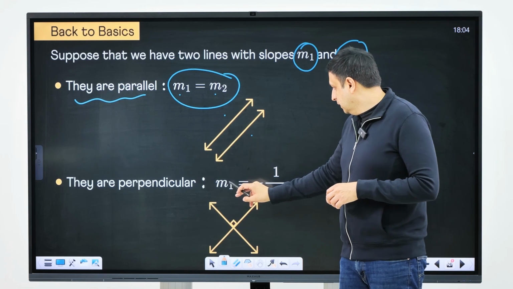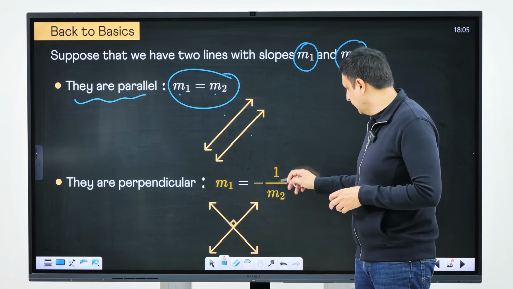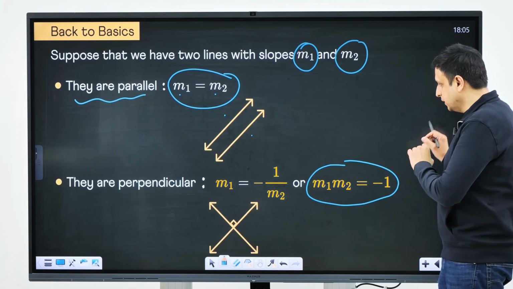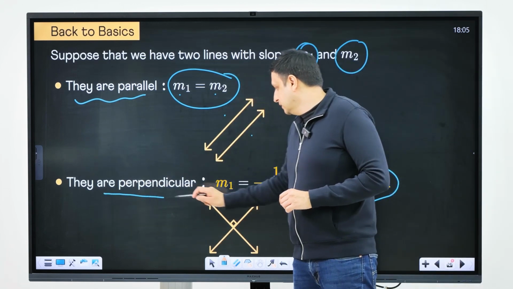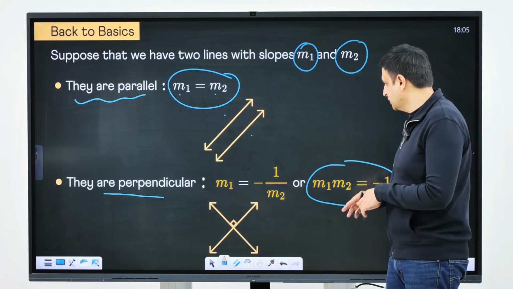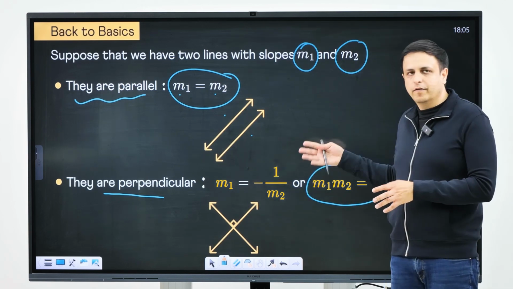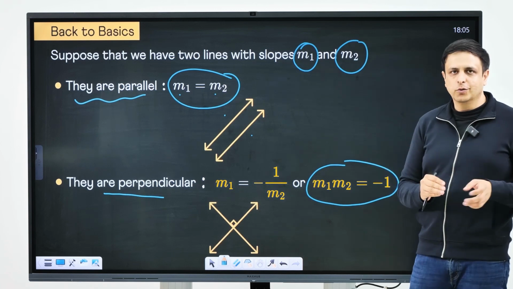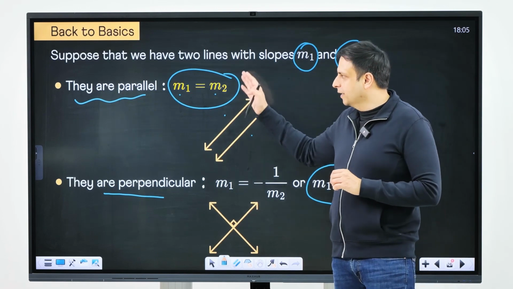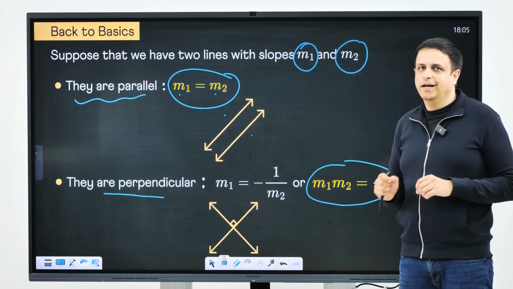And if one slope is the negative reciprocal of the other slope, so if m1 is negative 1 over m2, or if the product of the two slopes is equal to negative 1, this particular situation means that the two lines are perpendicular. The proof of that does not really matter for the sake of our discussion. You just need to remember that if the product of the two slopes is negative 1, or if one slope is the negative reciprocal of the other slope, then the two lines are perpendicular. So these are two really important results on slopes. If the slopes are equal, the lines are parallel. If the slopes have a product equal to negative 1, then the lines are perpendicular.